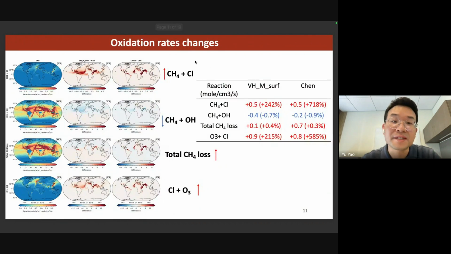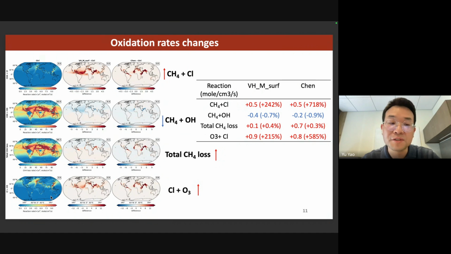Now we also check the oxidation rates of this additional chlorine. Because of the additional chlorine from the parameterizations, here the first row is for the reaction between methane and chlorine. It increased 2 times with the Verhagen Maiden scheme and over 7 times with the TEN scheme. But OH decreased correspondingly, and the ratio is much smaller, around less than 1% globally. So the resulting total chemical loss with this additional chlorine is less than 1% globally.